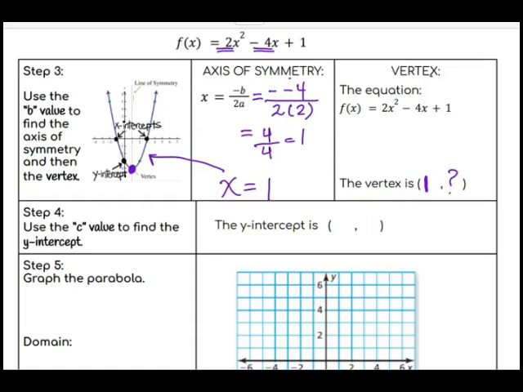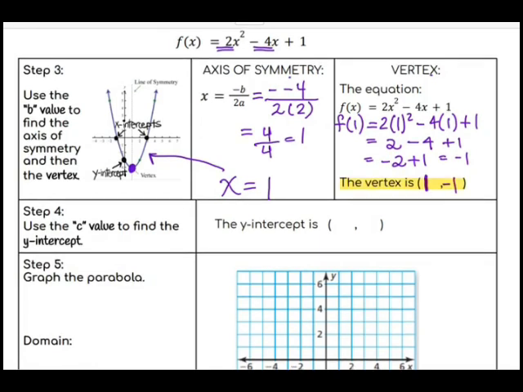But we need to now find the y value. So let's do that. I'm going to now insert 1 as my x value, and we're going to see what the y value is. All right, now let's go ahead and solve this. So 2 times 1 squared is 2. 1 times 2 is 2. Minus 4 plus 1. So as you can see here, my y value is -1. So I now know the vertex.